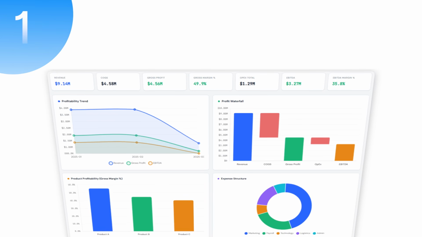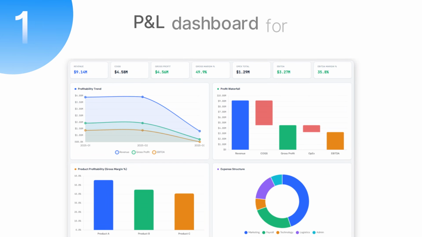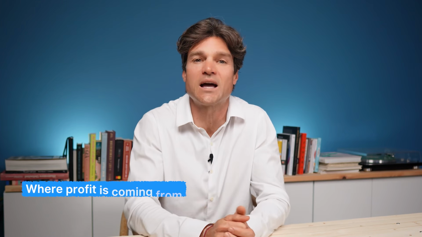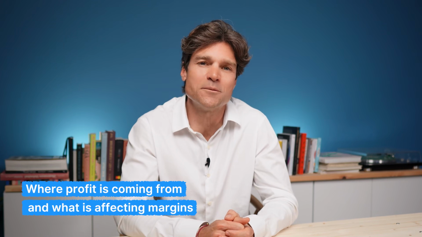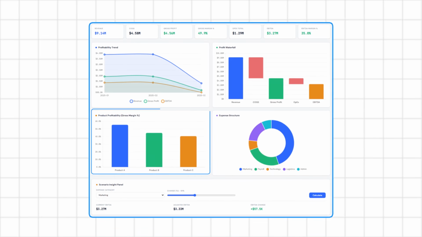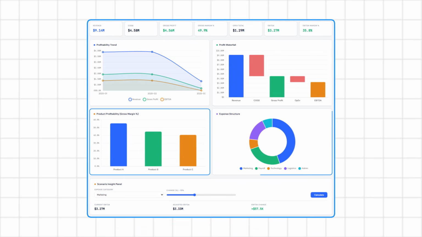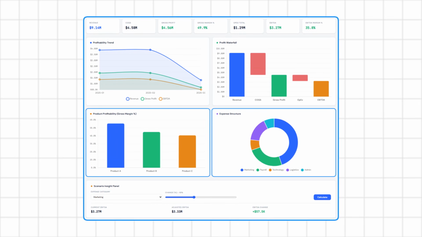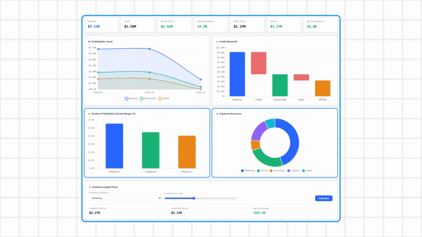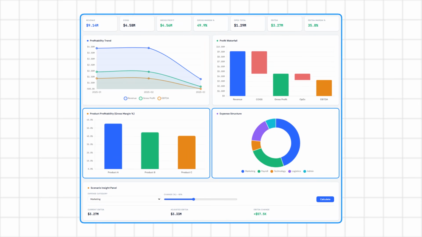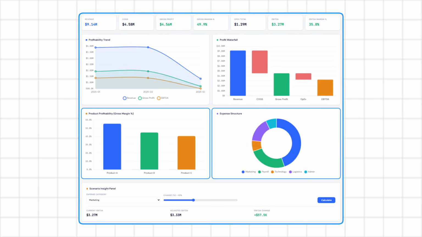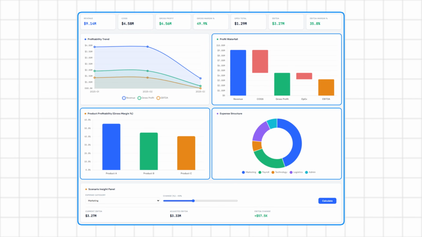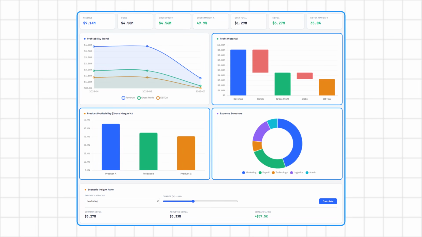So the first dashboard we're going to build is a P&L dashboard for financial performance. This dashboard is going to show where profit is coming from and what is affecting margins. It highlights profitability drivers like product margins, cost structure, and it supports decisions around identifying your most profitable products, detecting margin compression early, and understanding which expense categories are impacting EBITDA.